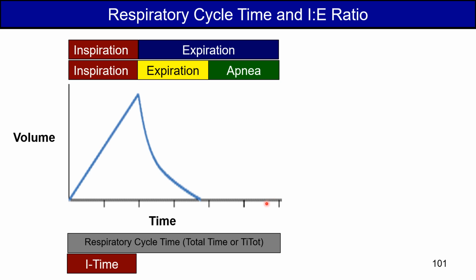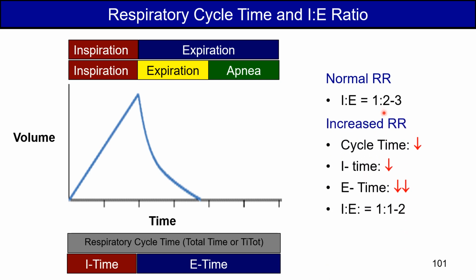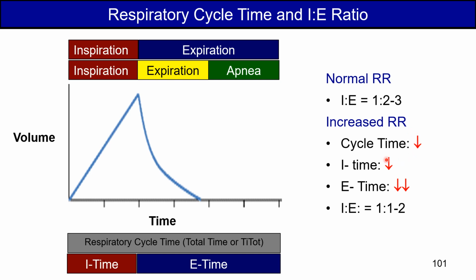And when we look at the ratio of the inspiratory time and the expiratory time, we can see that normally the IE ratio is 1:2 to 3, meaning expiration is 2 to 3 times longer than inspiration. When we increase our respiratory rate, the respiratory cycle time decreases, the inspiratory time decreases, but the expiratory time decreases more, and therefore the IE ratio becomes bigger, so it becomes 1:1:2.